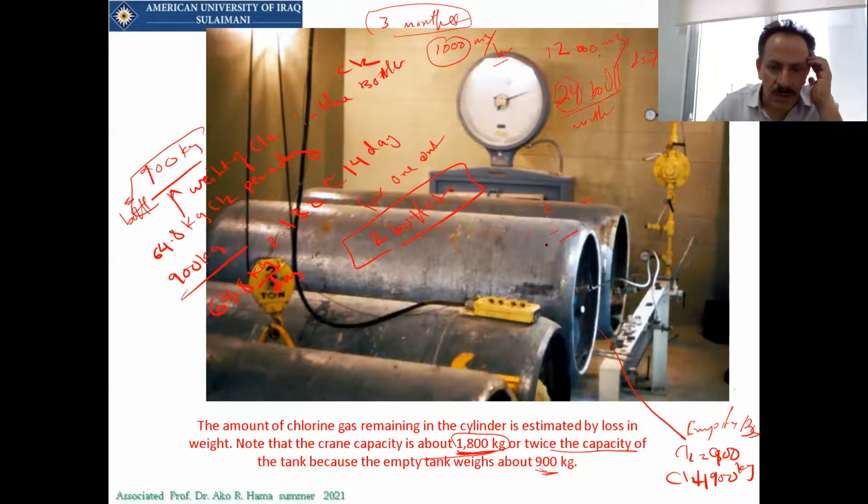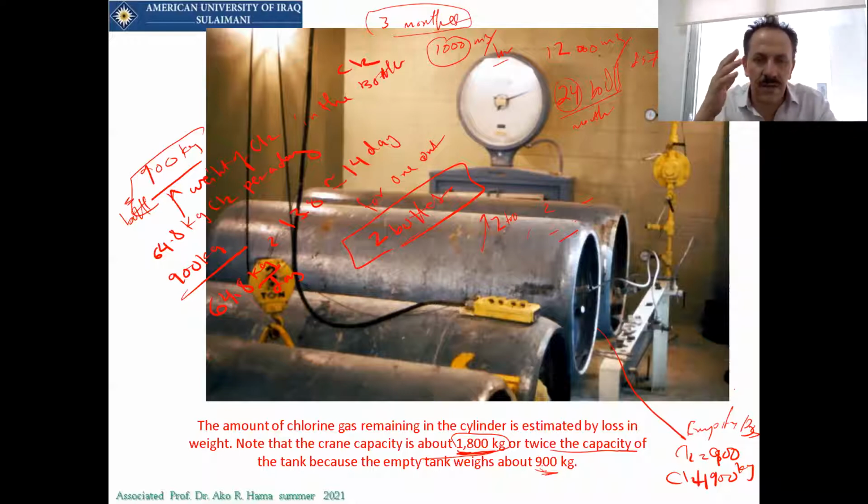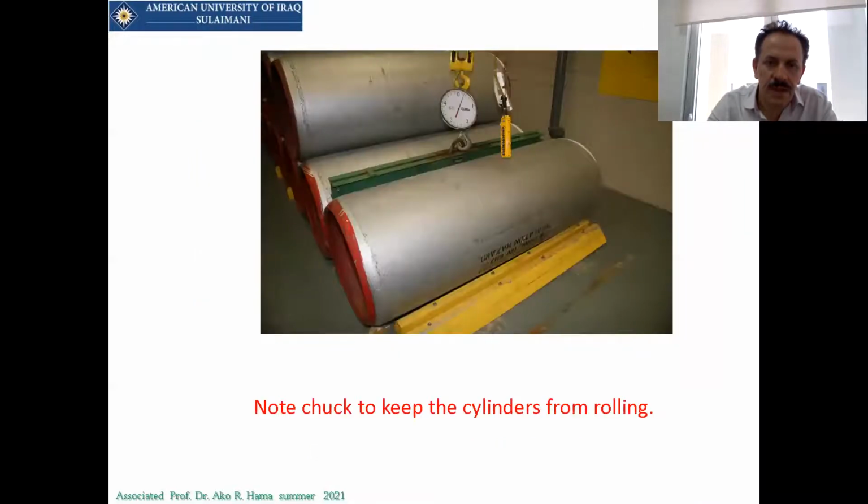And think about the weight of each bottle. The weight of each bottle is about 2 tons. 2 tons means that you have to have a crane. It's called a frame crane. Yeah, we should have a crane. This crane will be used just to lift. We should not roll the bottles, because the chlorine gas is very, very explosive and it's toxic.